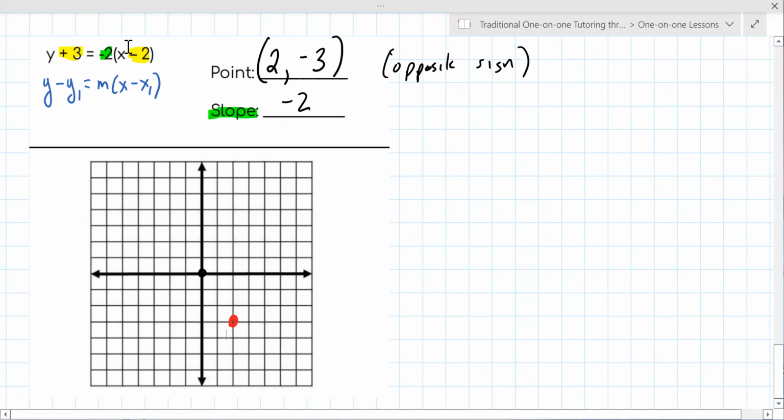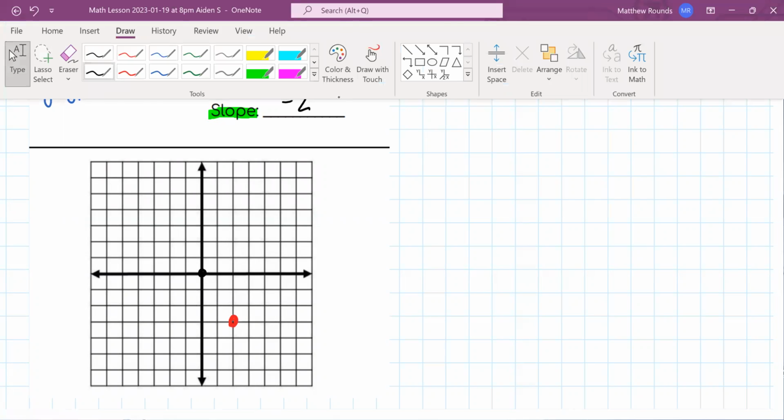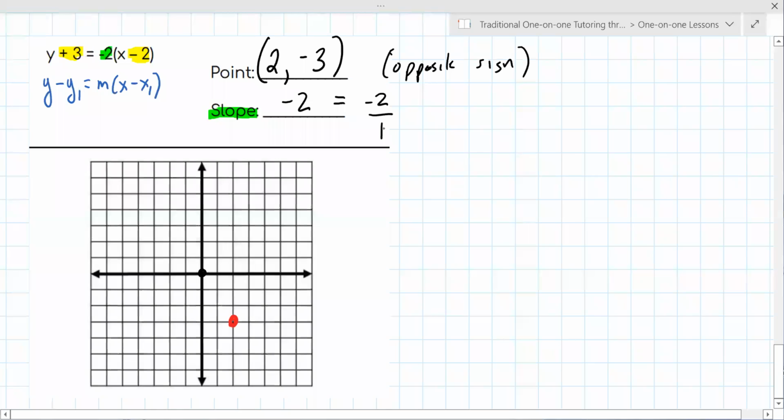Okay, now actually let me switch colors here. Now the slope is -2, but it's really -2 over 1. It's a fraction, right? You can always write a number as being over 1. And if you recall from class, it's rise over run, but let's give some meaning to that. When it's negative on the top, that means you're going down 2. The run is always to the right, you're going right 1. So from this point right here that we started with, you're going to go down 2 and right 1. Down 2 and right 1.